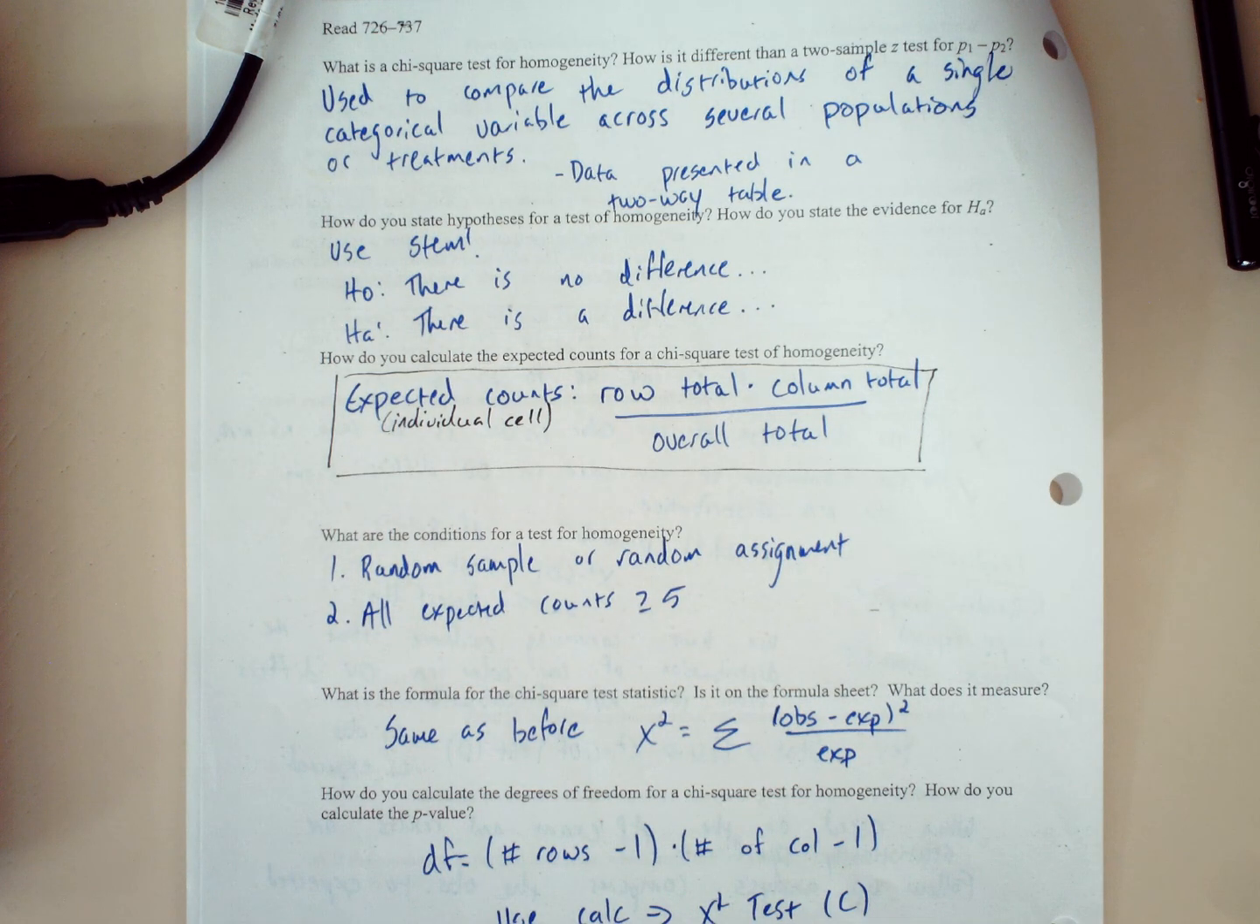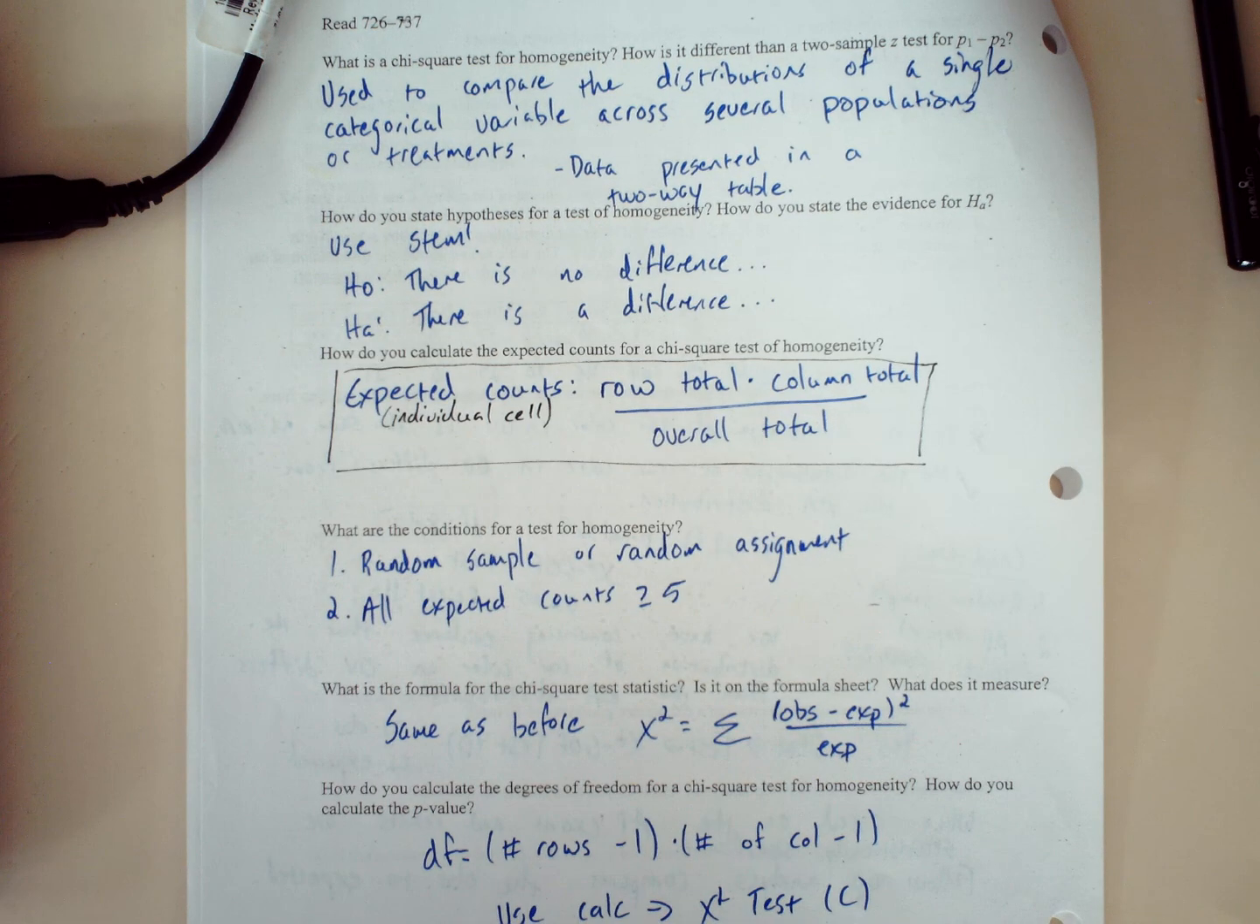Conditions are similar to what we saw before. Your conditions for the chi-squared test for homogeneity are a random sample, or you will see problems with random assignment. So it's that same randomness condition that we've seen in the past, but you have to make sure you're clear on what type of randomness it is. Second condition, all expected counts greater than or equal to 5.